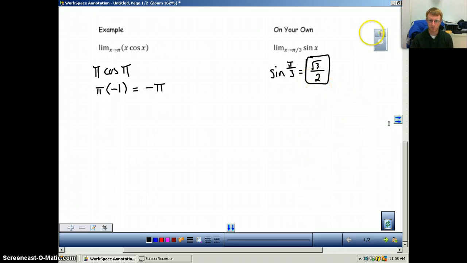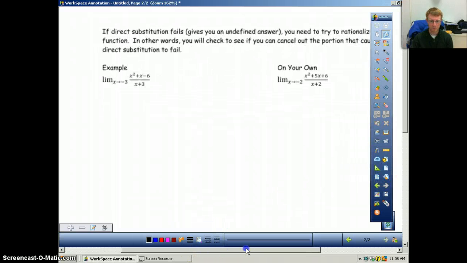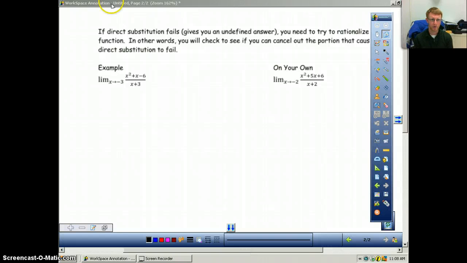Now we're going to get into something that hopefully is not really that difficult for you because we kind of reviewed the concept of this. And that's what happens when direct substitution fails. In other words, what happens when you try to plug a value in and you get undefined? That's going to be an issue. So what we are going to do is try to rationalize our function.